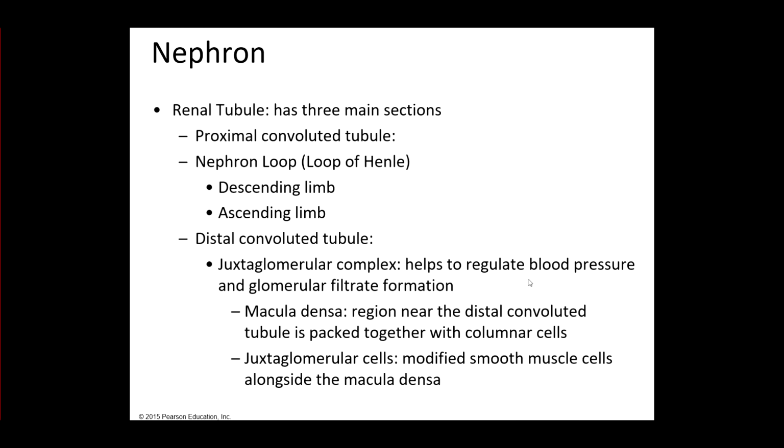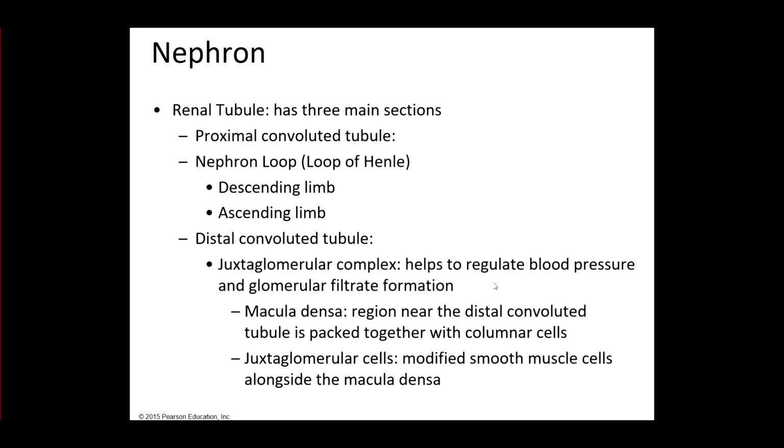Right, so that's an important relationship. Okay, so the distal convoluted tubule has, again, it's in close relationship with the juxtaglomerular complex. As I mentioned before, it helps to regulate BP and glomerular filtrate formation, right? The formation of filtrate. The two parts I'd like you to know are the macula densa. They're going to be in the distal convoluted tubule.